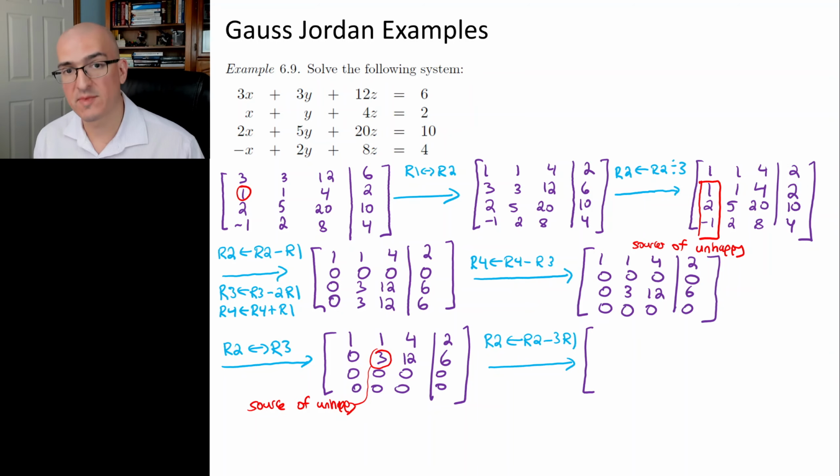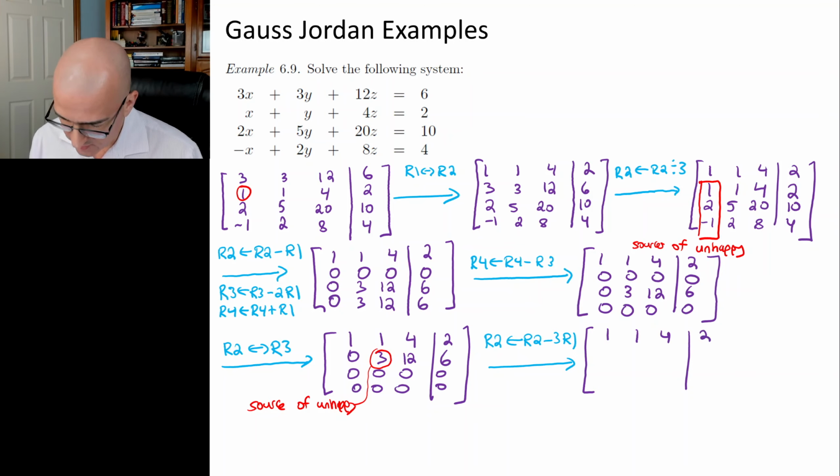You may have already beaten me. You may have done this on your own. I have 1, 2, 3, 4, 5, 6 steps, and I'm going to need a 7th. You may have solved it in 4, because I think you can do this one in 4. 1, 1, 4, 2, 0.